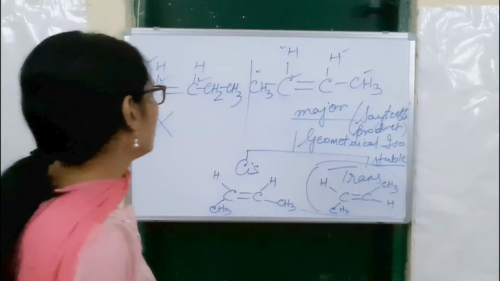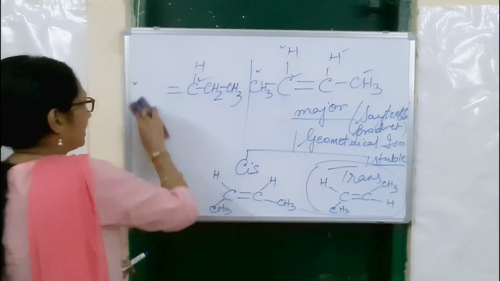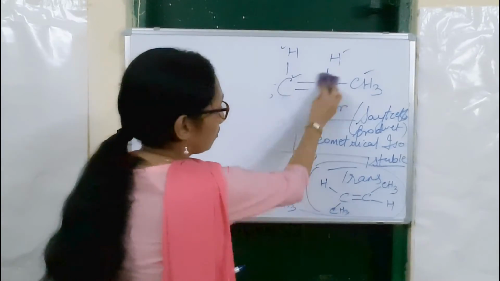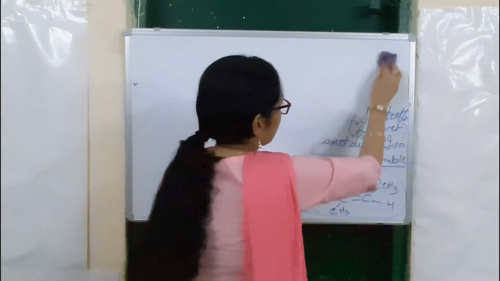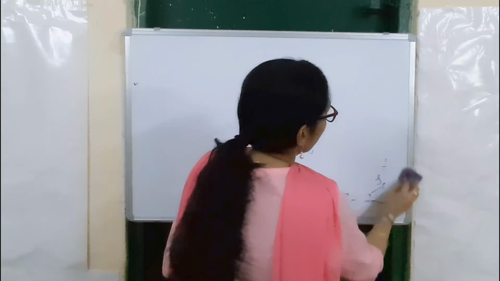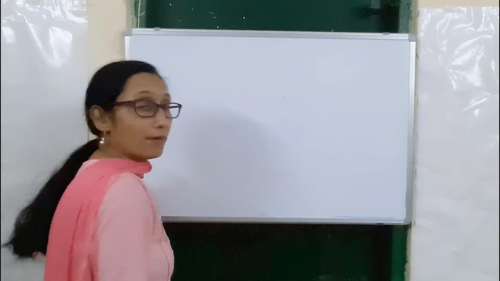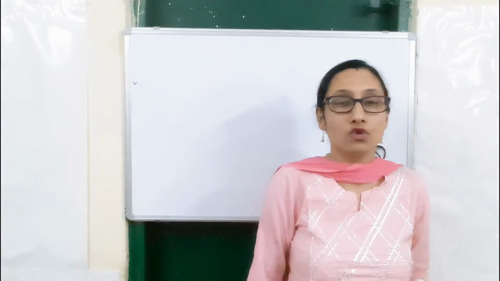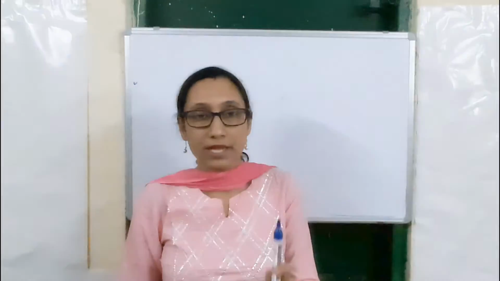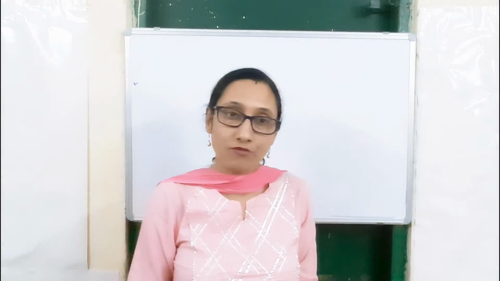So, when you are dehydrohalogenating 2-bromobutane, you are getting a mixture of but-1-ene and but-2-ene. So, among but-1-ene and but-2-ene, but-2-ene is the major product according to Saytzeff rule.